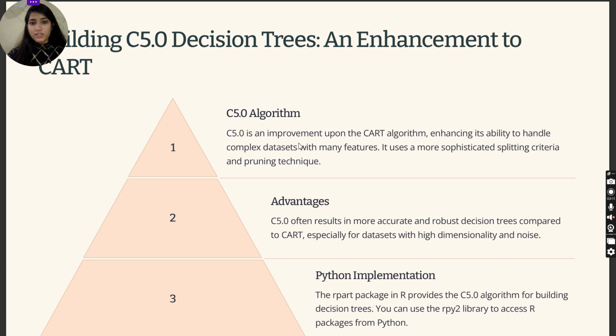C5.0 algorithm. C5.0 is an improvement upon the CART algorithm, enhancing its ability to handle complex datasets with many features. It uses a more sophisticated splitting criteria and pruning technique. Advantages: it often results in accurate and robust decision trees compared to CART, especially for datasets with high dimensionality and noise. The rpart package in R provides the C5.0 algorithm for building decision trees. You can use the rpy2 library to access R packages from Python.